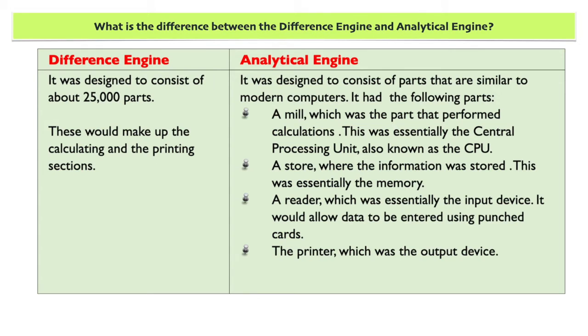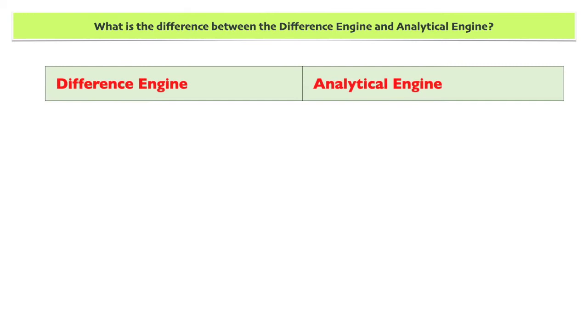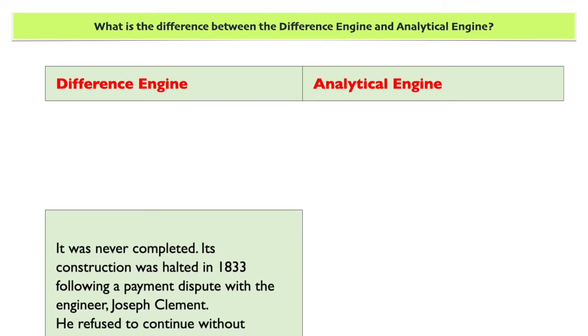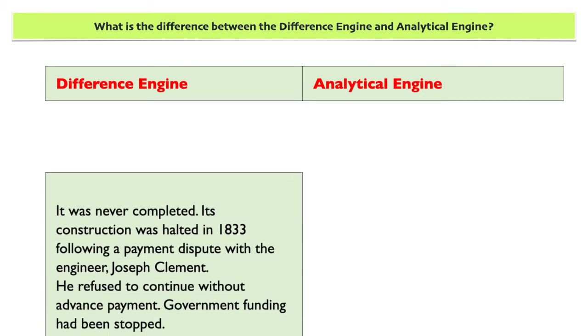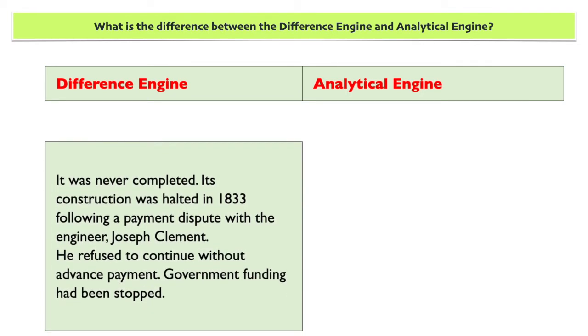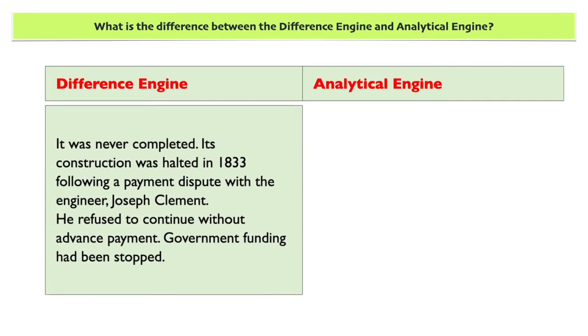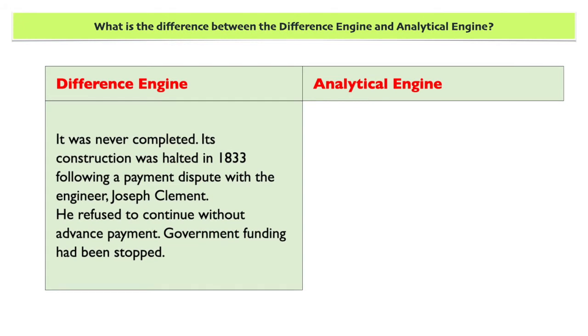3. A reader. This was essentially the input device. It would allow data to be entered using punched cards. And 4. The printer. This was the output device. The difference engine was never completed. Its construction was halted in 1833 following a payment dispute with the engineer, Joseph Clement. He refused to continue without advance payment. Government funding had been stopped.